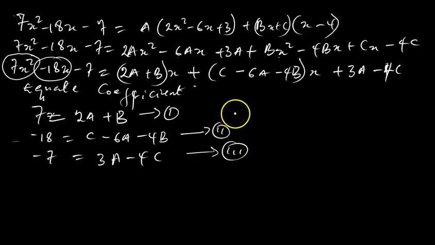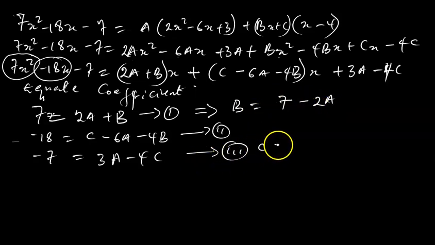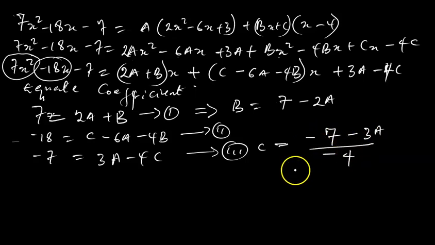Now from here we have 3 equations and 3 unknowns. We can solve them simultaneously. I'd like to use the substitution method. From equation 1, we can deduce that b is the same thing as 7 minus 2a. And from equation 3, we can deduce that c is the same thing as minus 7 minus 3a over minus 4. So that's the same thing as 7 plus 3a all over 4.